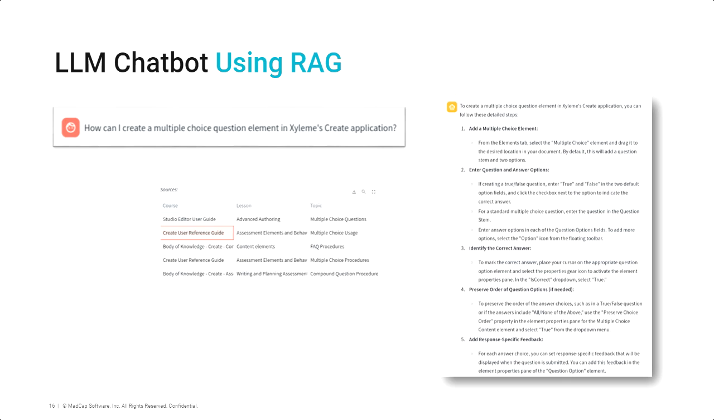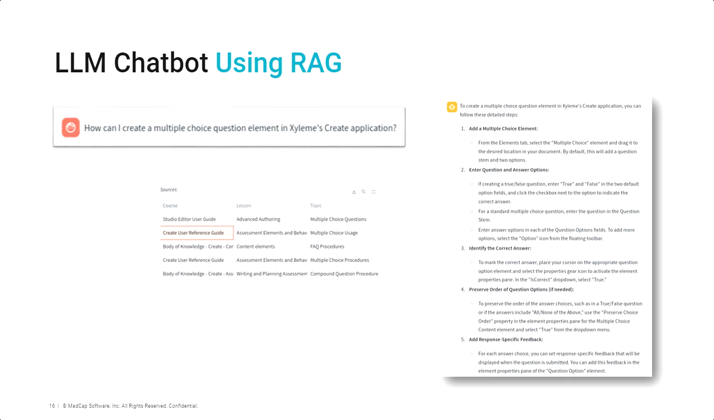So now let's look at this using RAG in between. So we've got your LLM. It's the same type of LLM, same type of chatbot, but now we have a RAG system in between. I asked it the same question. And again, it gave back a substantial, confident answer. And that is absolutely correct. This is how you do that in MadCap Create.